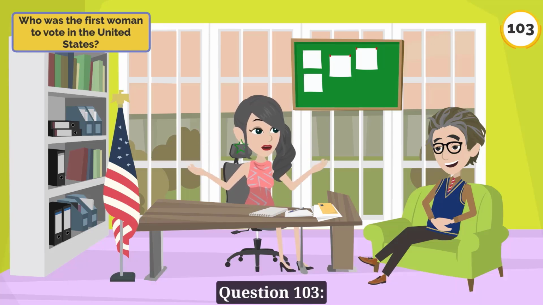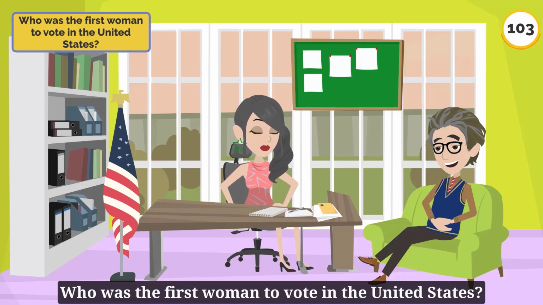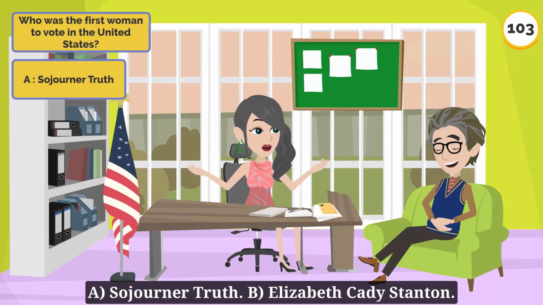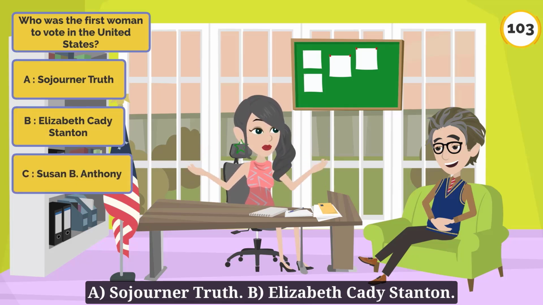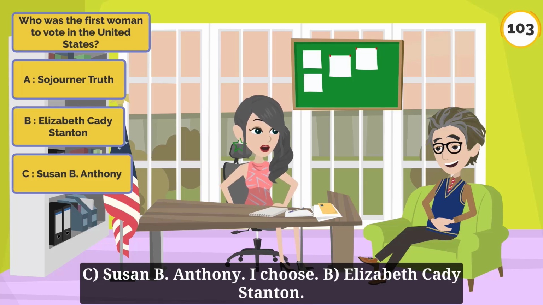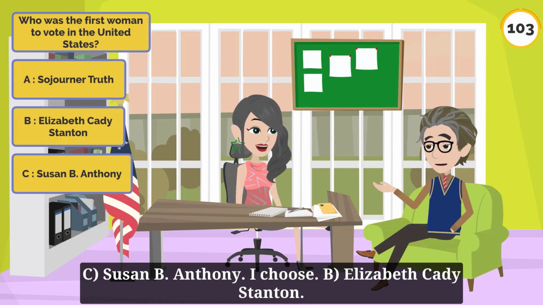Question 103. Who was the first woman to vote in the United States? A. Sojourner Truth. B. Elizabeth Cady Stanton. C. Susan B. Anthony. I choose B. Elizabeth Cady Stanton.